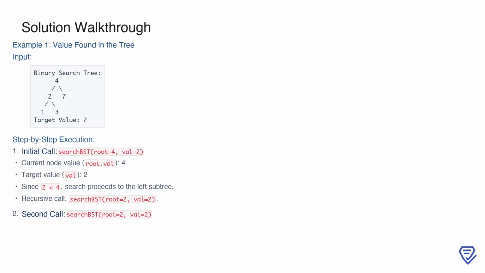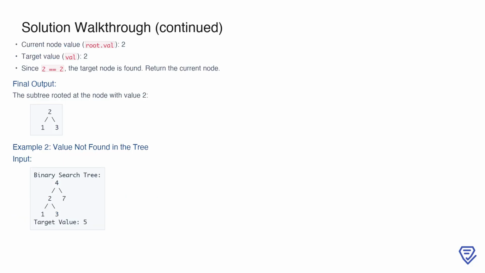The algorithm starts by calling the function with the root node, which has a value of 4. Since the target value, 2, is less than 4, the binary search tree property tells us to move to the left subtree. This leads to a recursive call where the root is now the node with value 2. Here, the current node value matches the target value. Therefore, the algorithm returns this node, effectively returning the subtree rooted at 2, which includes its children 1 and 3.